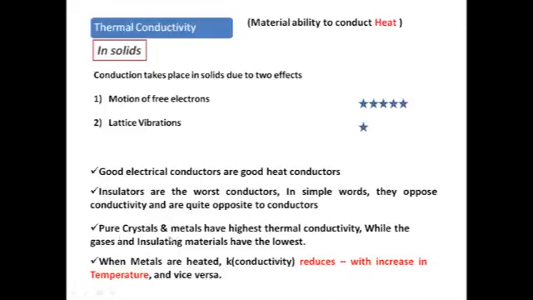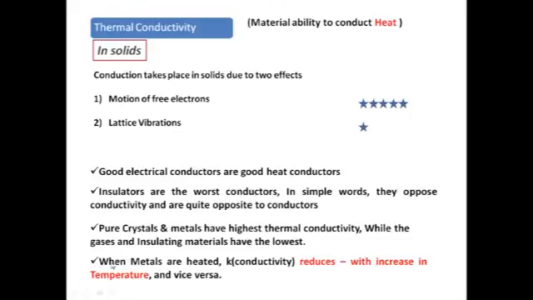Pure crystals and pure metals have the highest thermal conductivity, while the gases and insulating materials have the lowest. In case of crystalline solids such as diamond and silicon, they are semiconductors. They are very good heat conductors, but they are very poor electrical conductors.